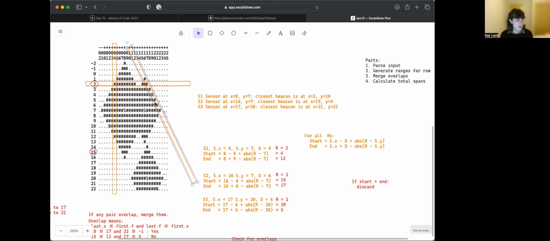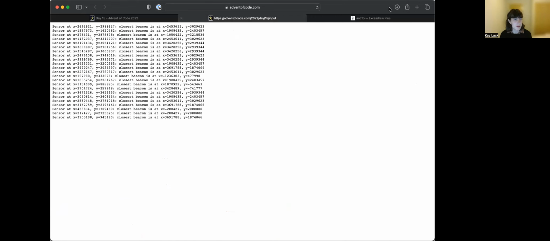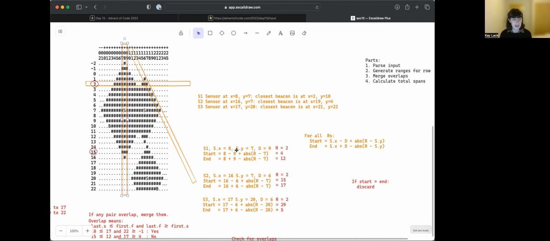So this is a bit noisy, I know. And yeah, that's essentially it. And then we do that for every sensor and beacon pair, which we don't have that many, remember. So we can do that quite easily.